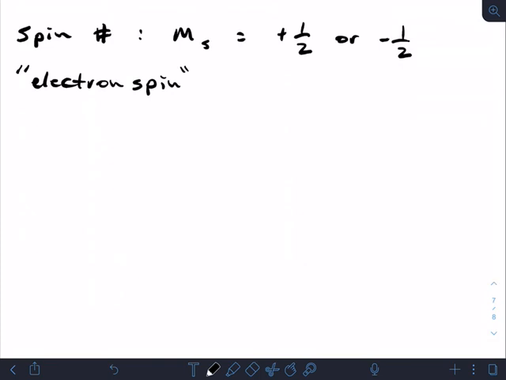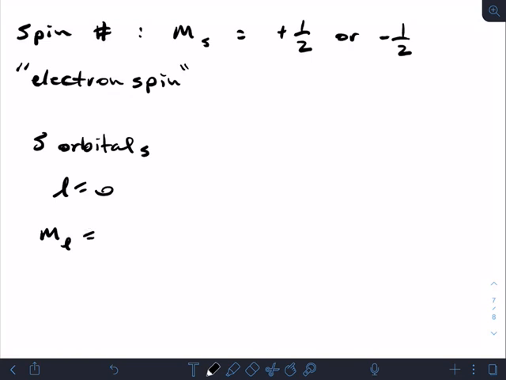So let's put this into perspective. For s orbitals, if it's an s orbital, L has to be 0. And since m sub L can only be negative L to positive L, if L is 0, that means m sub L can only be 0. The idea is that we have one s orbital per subshell.